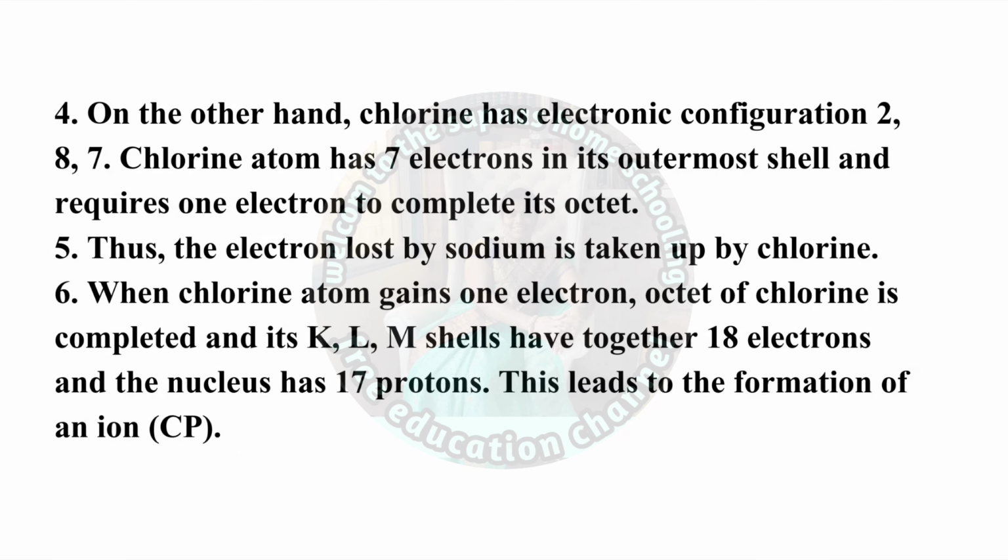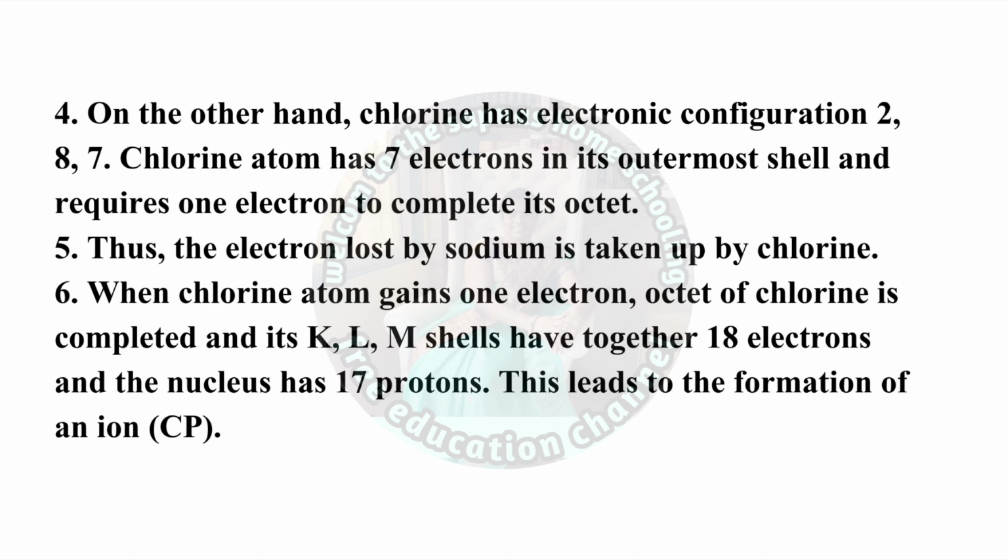On the other hand, chlorine has electronic configuration 2, 8, 7. Chlorine atom has 7 electrons in its outermost shell and requires 1 electron to complete its octet. Thus, the electron lost by sodium is taken up by chlorine. When the chlorine atom gains 1 electron, the octet of chlorine is completed and its K, L, M shells have together 18 electrons and the nucleus has 17 protons.